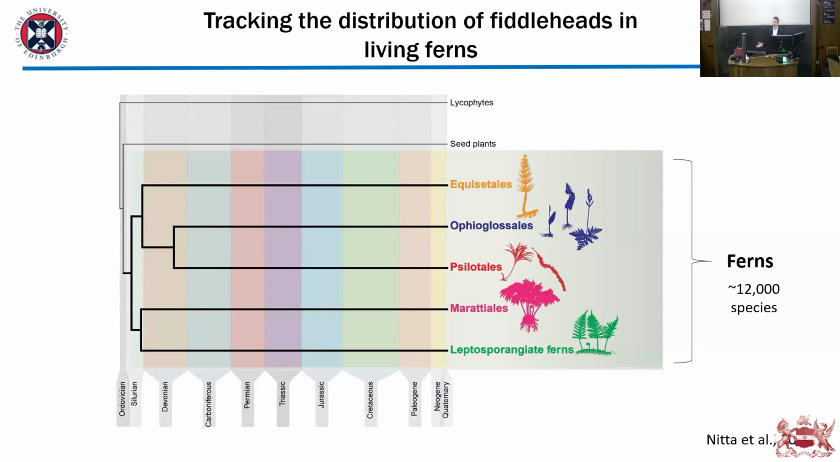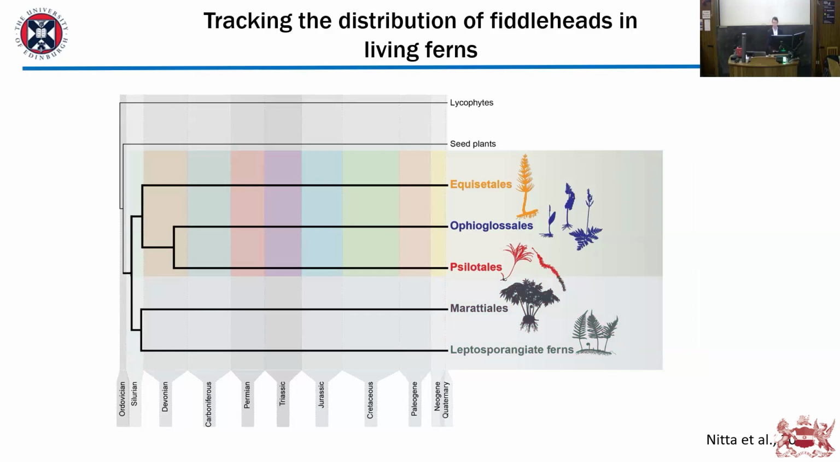So we know today that ferns comprise about 12,000 living species, and molecular phylogenies mean we have quite a good understanding of the overall structure of the fern groups, knowing that they're separated into 5 major clades. So what we wanted to do was to take a systematic approach, go through group by group, and work out whether they have fiddleheads or not. So we started with the early diverging members of the group, the Equisetales, Ophioglossales, and the Psilotales. Groups that you might not be familiar with.